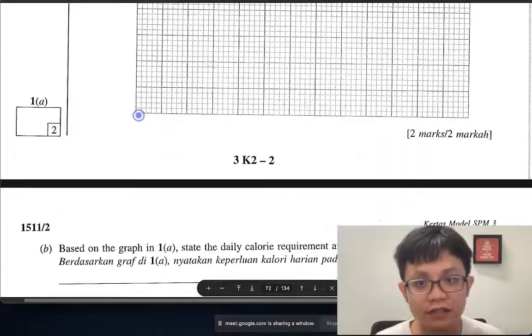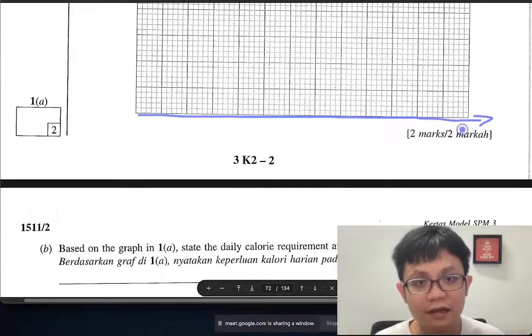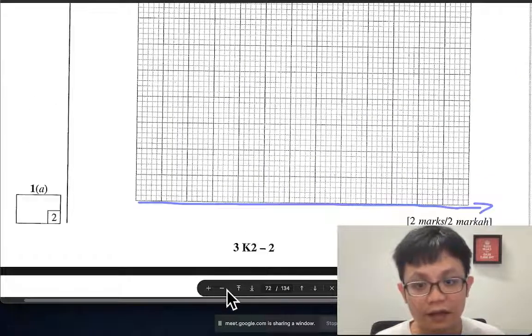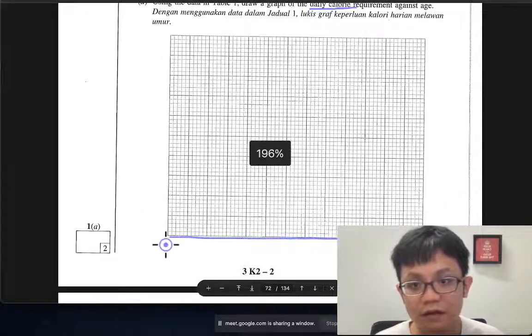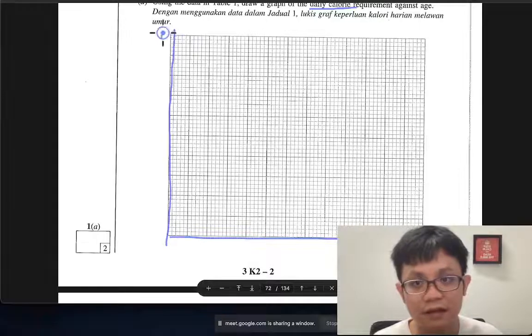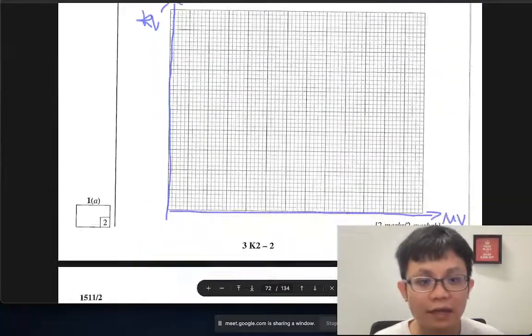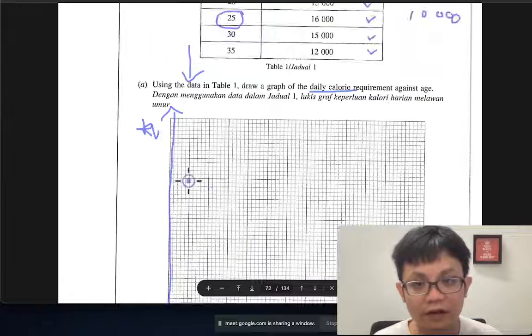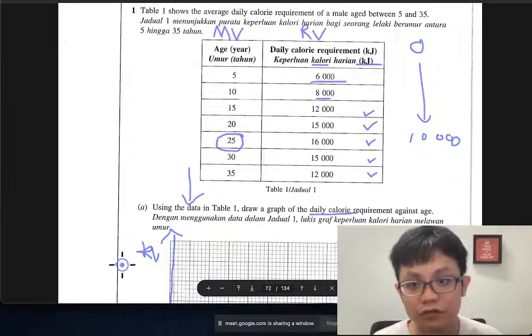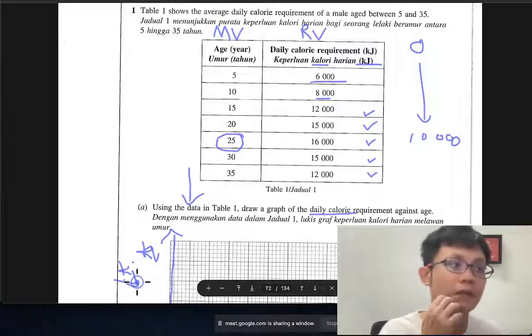Okay, so let's do this. We draw a line here, and make it a bit smaller. Draw a line here. Then here you put MV, which is the age. Here you put RV, which is the responding variable. Label it and put the unit. Usually students don't put the unit. This is where they get it wrong. This is the kilojoule. How big should the graph be?